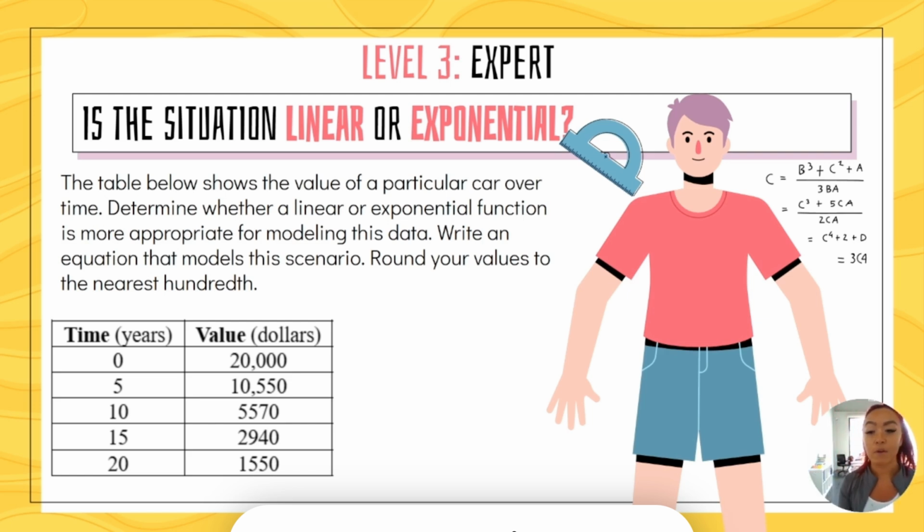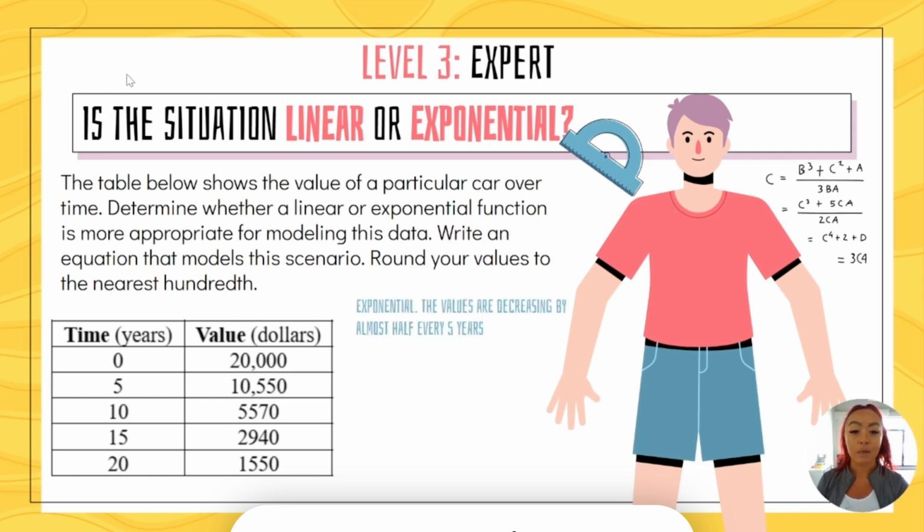If you look at the values, the value in dollars, the Y column, the values are decreasing. And if you notice, every 5 years, the value of the car is going down by almost half, right? So that would be exponential. The values are decreasing by almost half every 5 years. So that wouldn't be a constant rate of change. It has to be exponential.